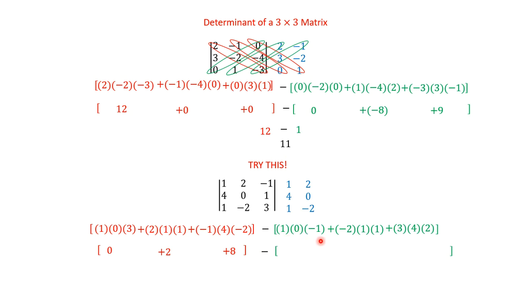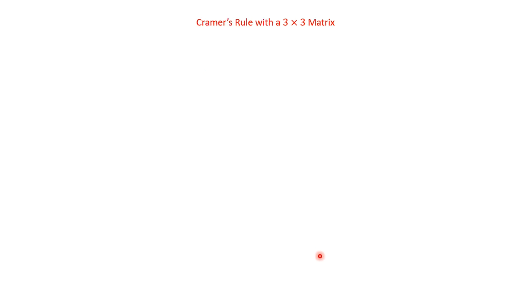Over here, 1 times 0 times negative 1 is 0. Negative 2 times 1 times 1 is negative 2. And 3 times 4 times 2 is 24. We can add. 0 plus 2 plus 8 is 10. Minus 0 plus negative 2 plus 24 is 22. And 10 minus 22 is negative 12. How'd you do on that one? Lots of places to make little mistakes, but thankfully when you have a 0 or 2 in there, it simplifies it quite a bit. And so we can use this to solve 3 by 3 systems of equations as well.